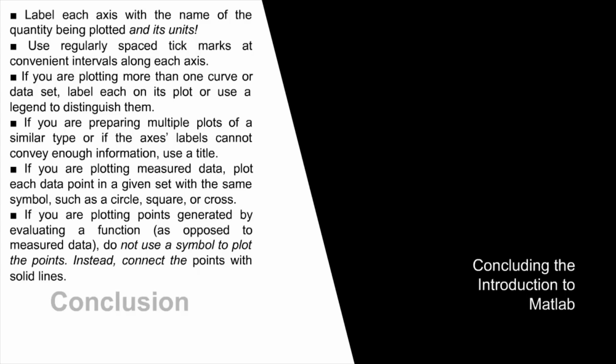Second, use regularly spaced tick marks at convenient intervals along each axis. That has also been discussed. Third, use legends or labels to distinguish between multiple curves when they are plotted on the same plot. This we have also seen. Fourth, when preparing multiple plots of similar type, it is better to use a title to convey information. And fifth, when plotting measured data, plot each data point in a given set with the same symbol, as different symbols might lead to confusion.